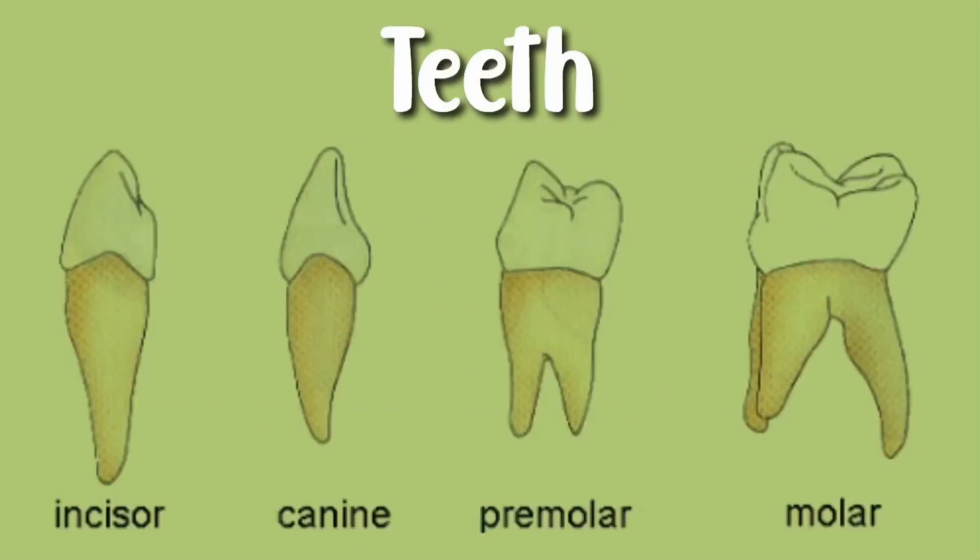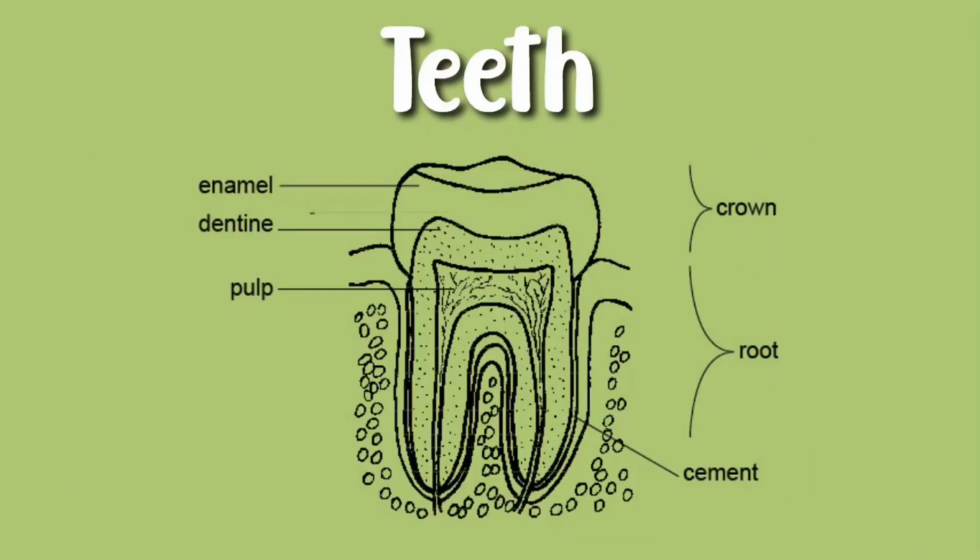Next, we'll be talking about teeth, and we have 4 types of teeth, and these are incisors, canines, premolars, and molars. So here's a cross-section of a tooth. It is separated into crown and root. As you can see, the very top part is the enamel, and then you have the dentin, and in the middle you have the pulp, and lastly you have the cement.